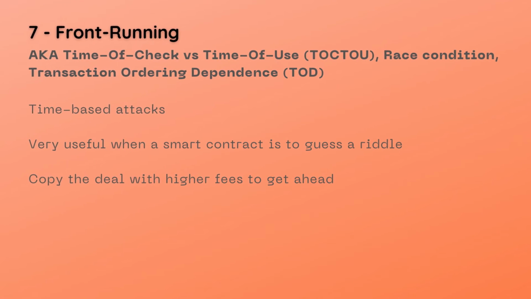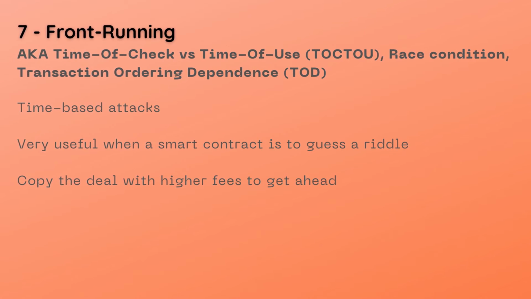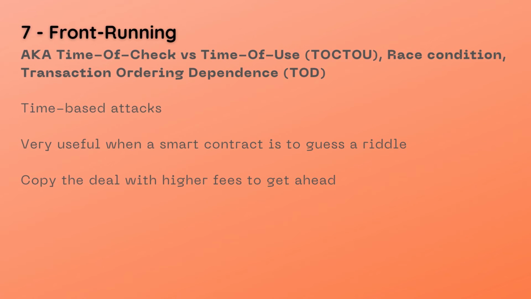In this category, we find attacks that play on timing. This attack is particularly useful when a smart contract involves guessing a riddle. The attack consists of stealing the solution and copying its transaction with a higher fee to get ahead of the original transaction.